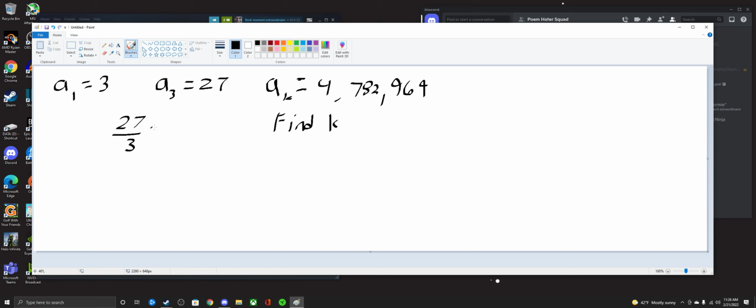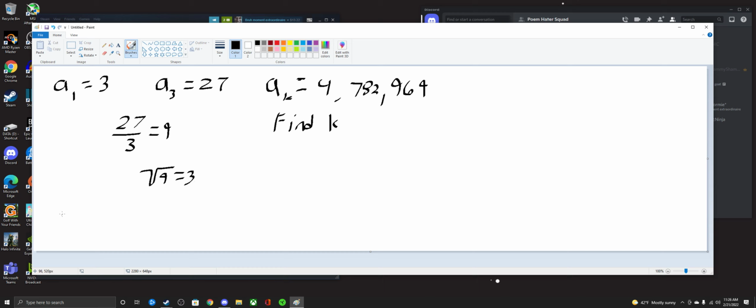And that gets us 9. But now, since we're skipping terms, we only skip the second term. So instead of raising 9 to a power, we want to sort of decrease it. So we want to find the square root of 9, because we're only skipping one term. The square root of 9 is just 3.